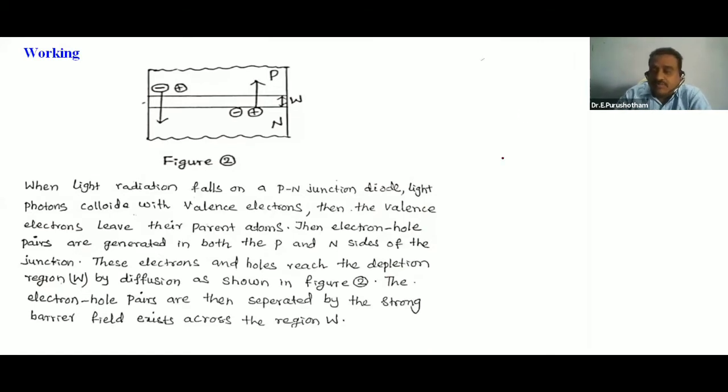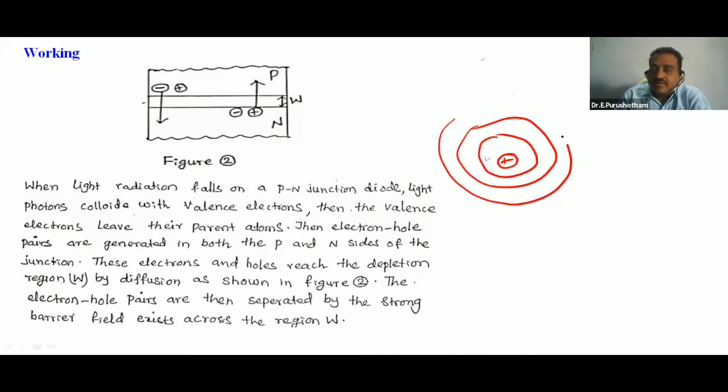You can observe, this is the positive nucleus. So this is the orbit. This is the innermost shell. This is the outermost shell.